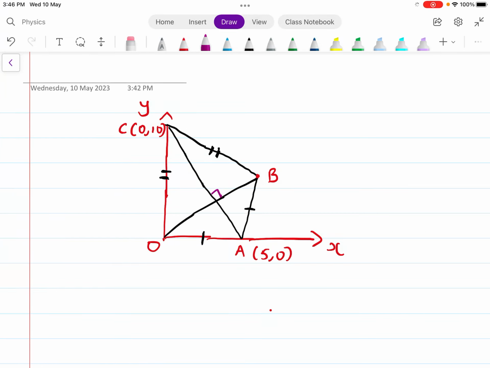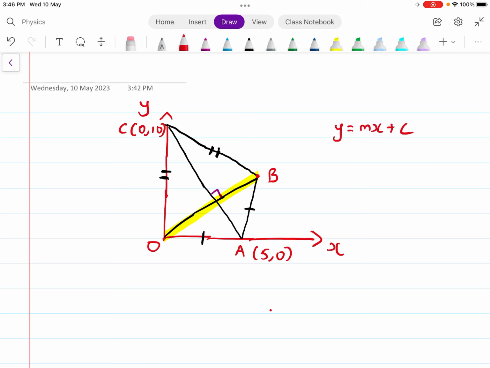Alright, so let's go through the first coordinate geometry question. So we have a kite, right? Of course, they give us some coordinates A, C, respectively. And now we are asked to find the equation of OB, which is this part. Always remember, the equation of OB is y equal to mx plus c.